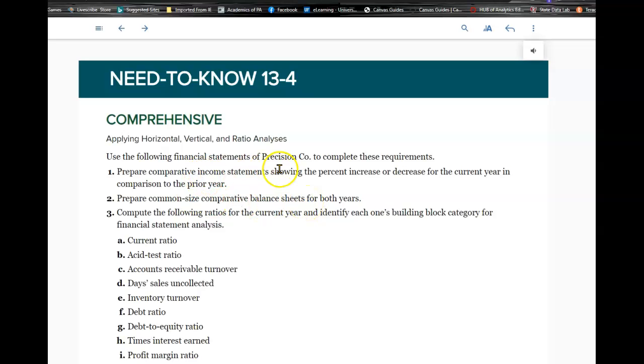So for requirement 1, they want you to prepare a comparative income statement showing the percentage increase or decrease for the current year in comparison to the prior year. And then they want you to prepare common size comparative balance sheets for both years. And then they want you to compute the ratios for the current year and identify each one's building block category for a financial statement analysis. So that's what we're going to be taking a look at.